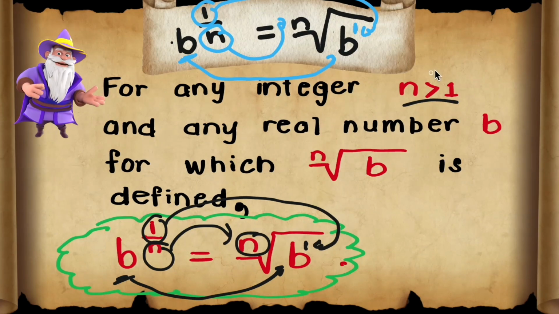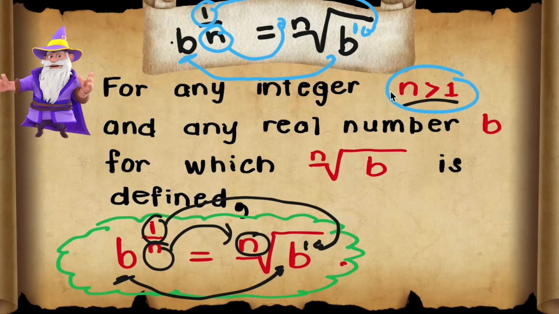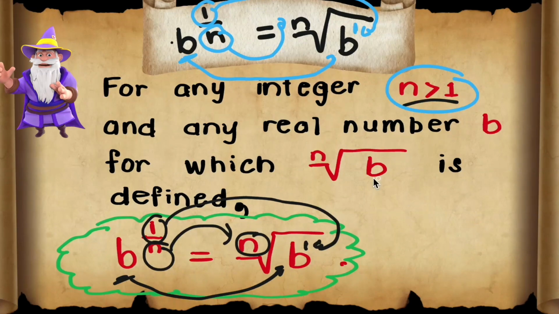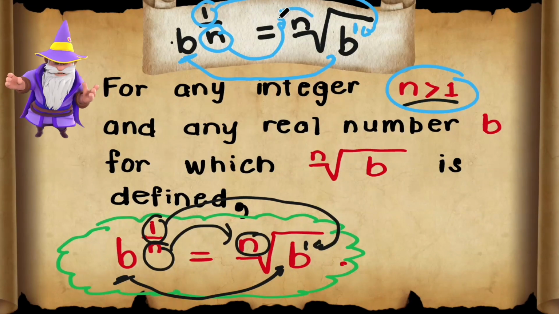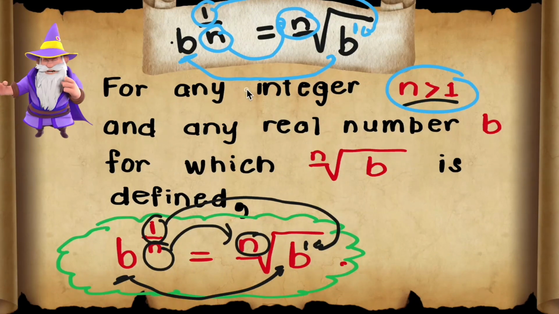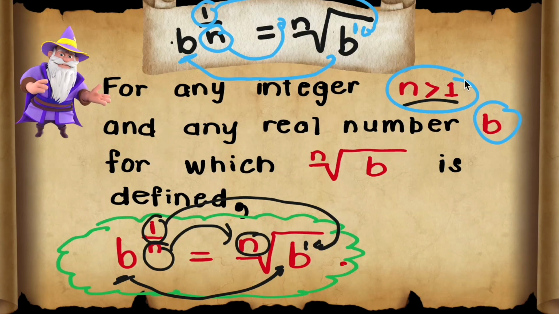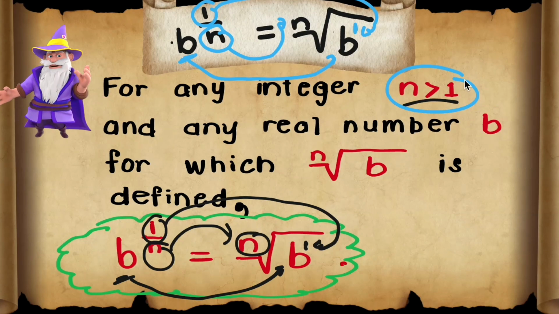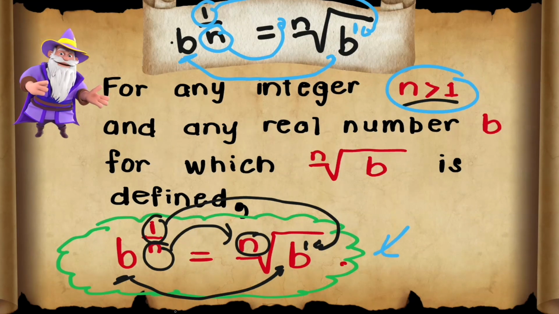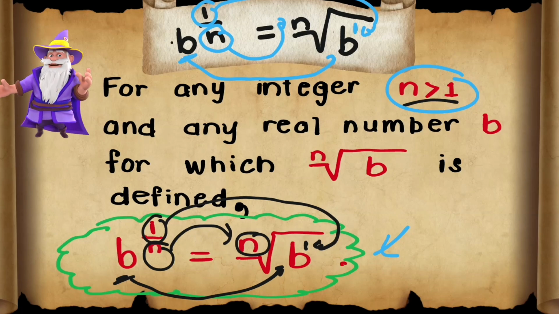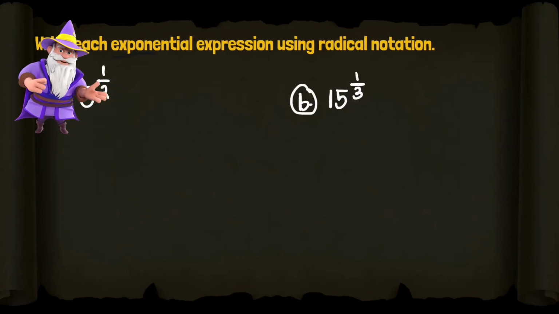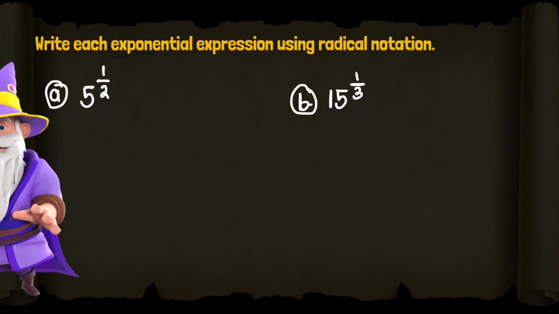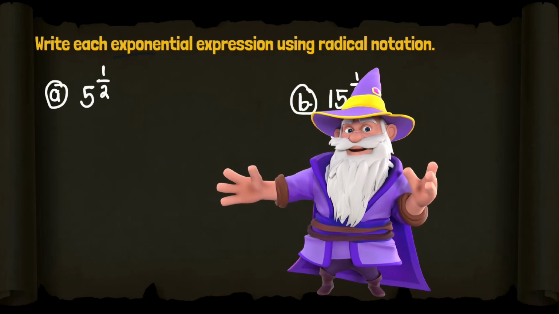So, for any number n, must be greater than 1, and any real number b for which nth root of b is defined. Yung n natin dito, yung ating index, dapat greater than 1 siya. However, b can be any number. So this is the form. And for us to appreciate it, we want to apply it in the following examples. In this example, we will write each exponential expression using radical notation.